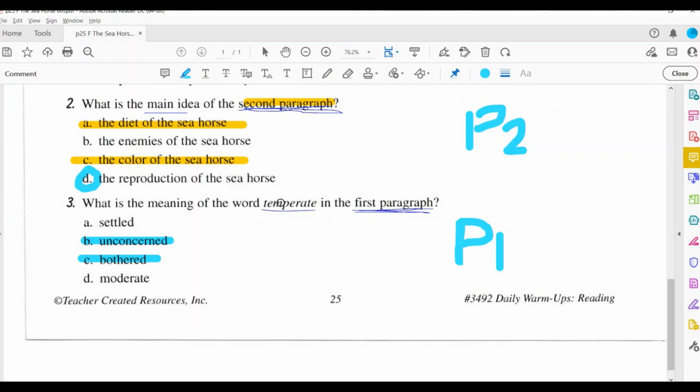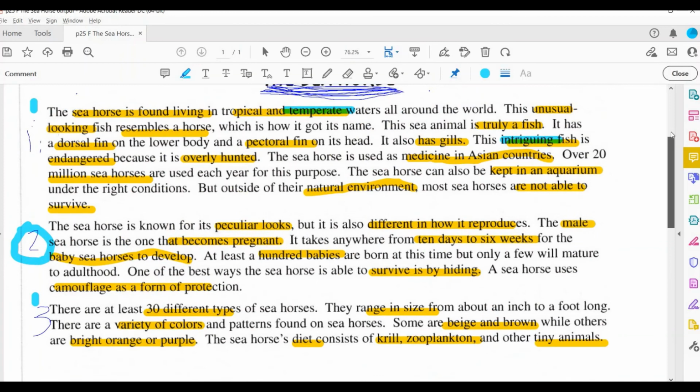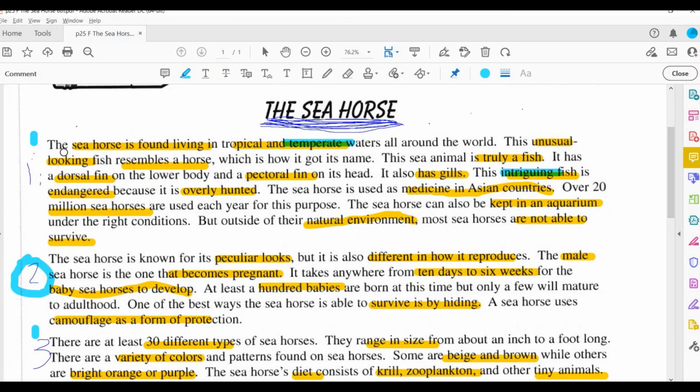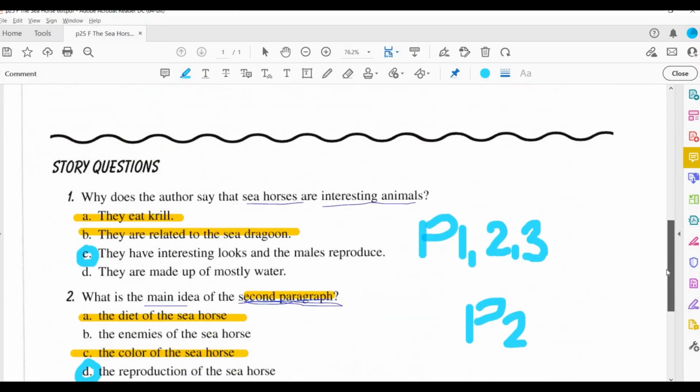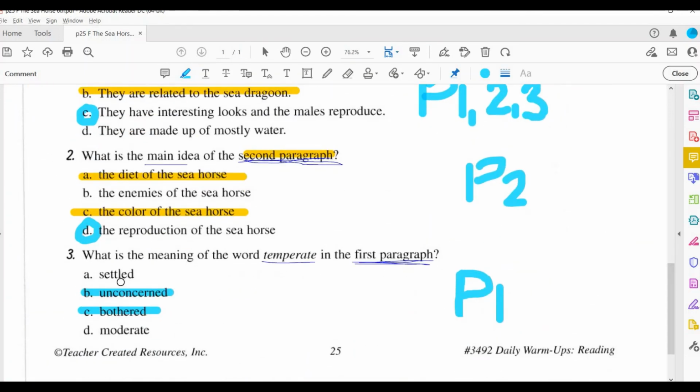Number 3, what is the meaning of the word temperate? Now, if I were to go back in here, the seahorse is found living in tropical and temperate waters all around the world. Excuse me. So, which one would make the most sense? Settled or moderate? So then you have to decide which one makes the most sense for temperate. Which is the best synonym, settled or moderate?